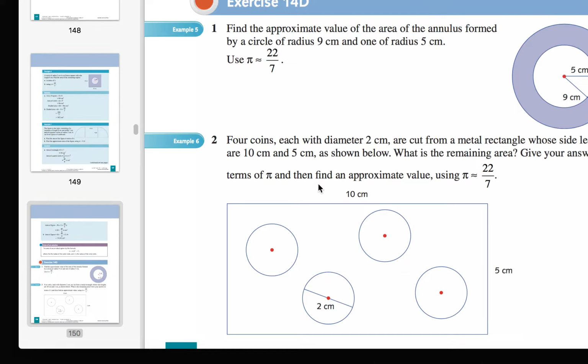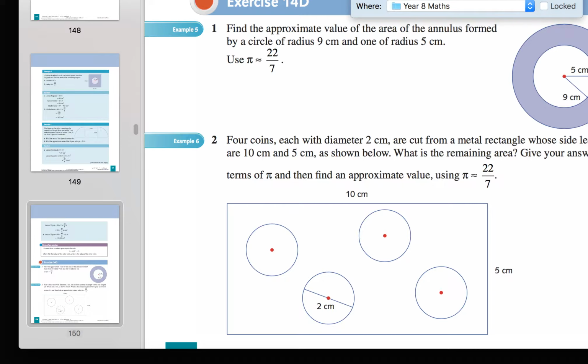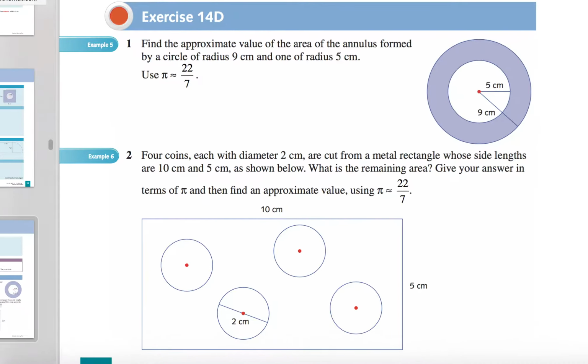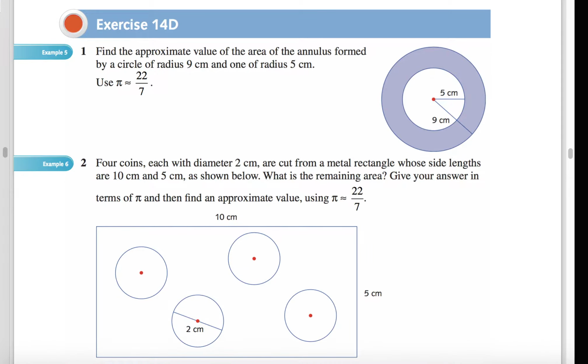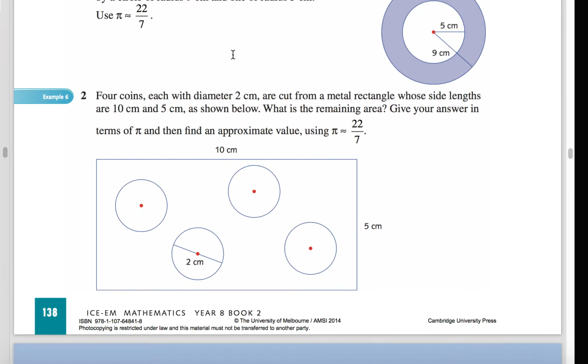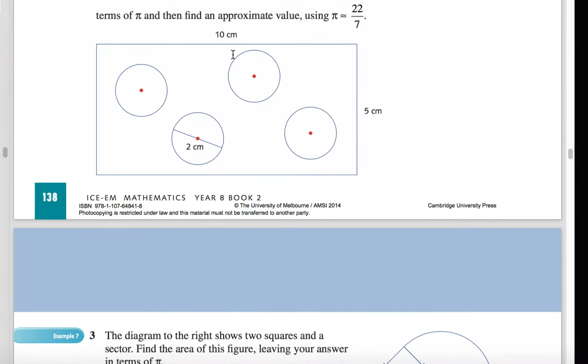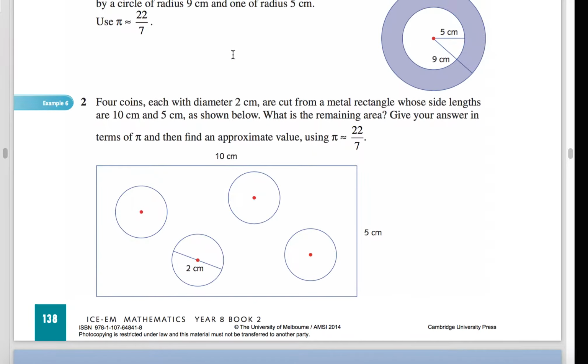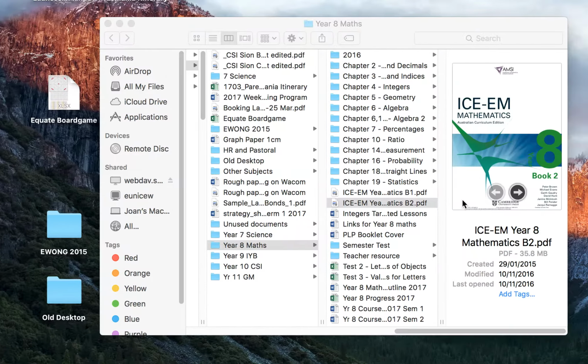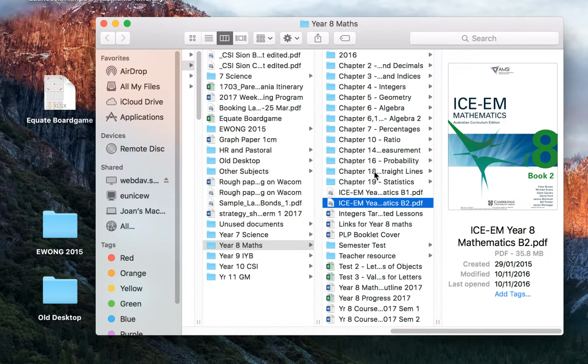Hi girls, I just thought I will leave you with some videos so you can watch and understand how to do some of these questions. They are quite challenging. So these questions are 14D and I will show you step by step how you can do these questions here. Now let's just check the outline for this chapter.